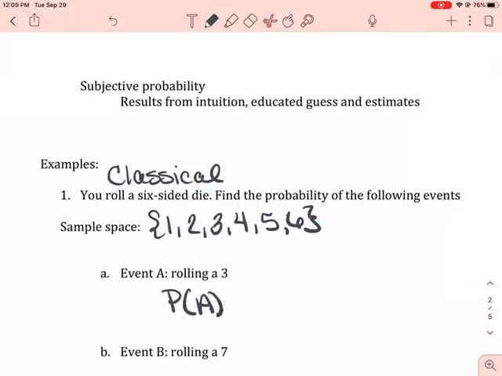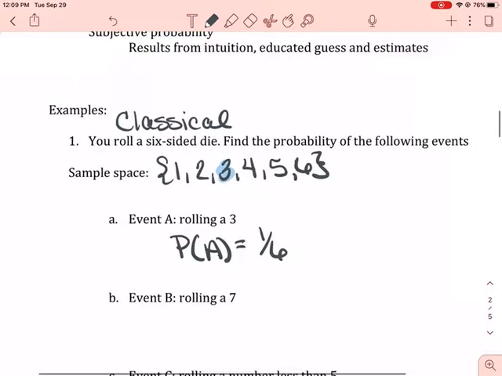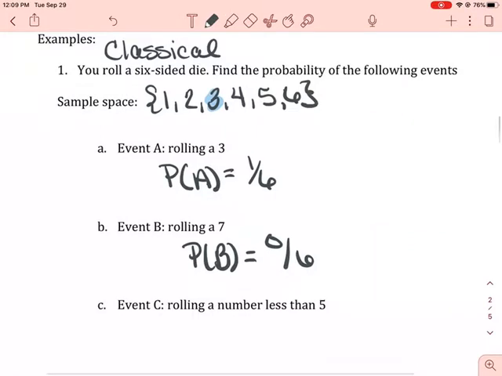And I want to find the probability of event A. Okay, event A, that's the probability of rolling a 3. So there's only one 3 out of 6 of them, so it's 1/6. Probability of rolling a 7? Well, there are no 7s. So the probability of event B is 0 out of 6, because it's just not going to happen. We don't have any 7s in our sample space.